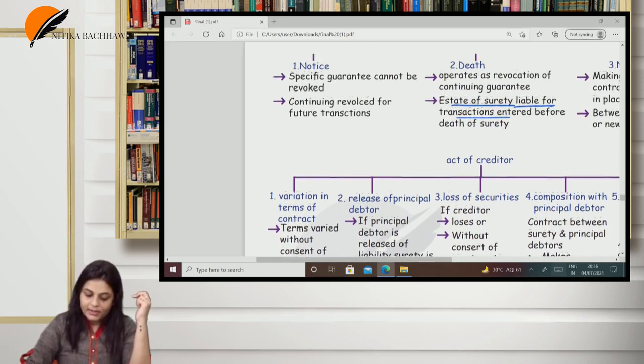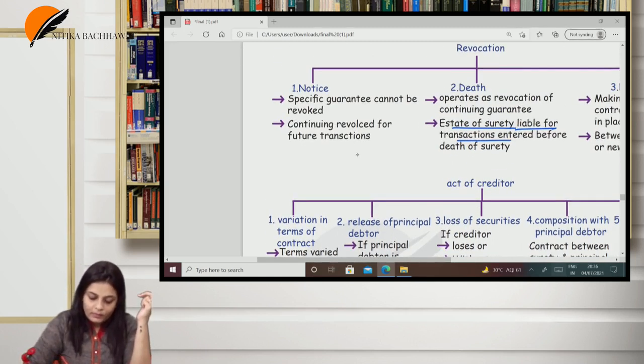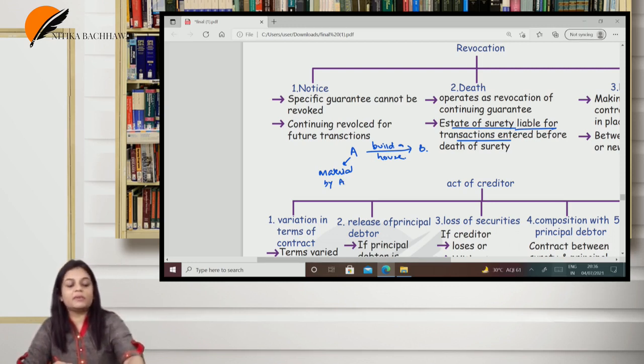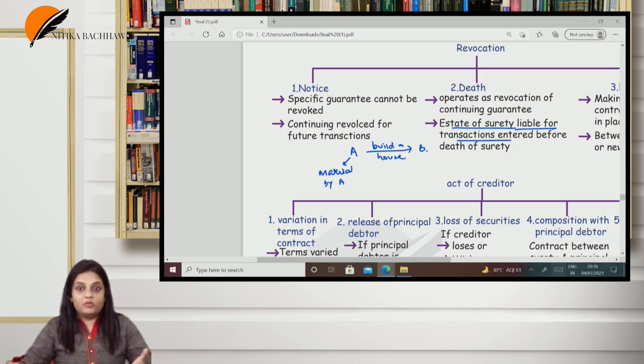So let us say A hired B to build a house for him, and material is to be supplied by A. If you remember, you had done reciprocal promise also. Can I say this is a reciprocal promise? Yes or no? B will perform only when A performs. Only when A gives the material will B build the house.